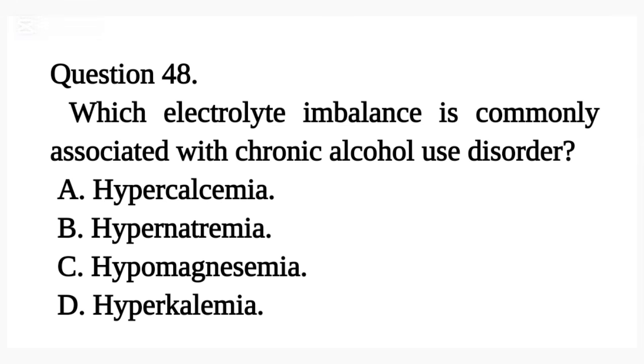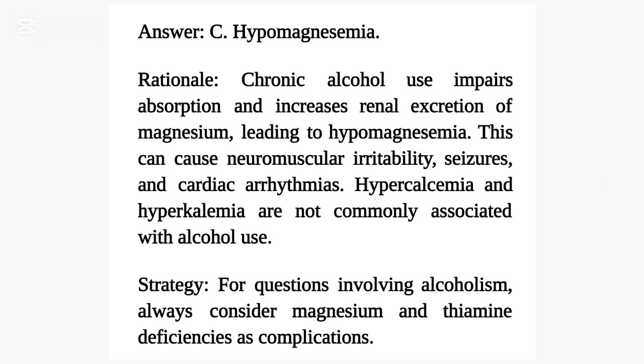Which electrolyte imbalance is commonly associated with chronic alcohol use disorder? A. Hypercalcemia. B. Hypernatremia. C. Hypomagnesemia. D. Hyperkalemia. Answer: C. Hypomagnesemia. Rationale: Chronic alcohol use impairs absorption and increases renal excretion of magnesium, leading to hypomagnesemia. This can cause neuromuscular irritability, seizures, and cardiac arrhythmias.